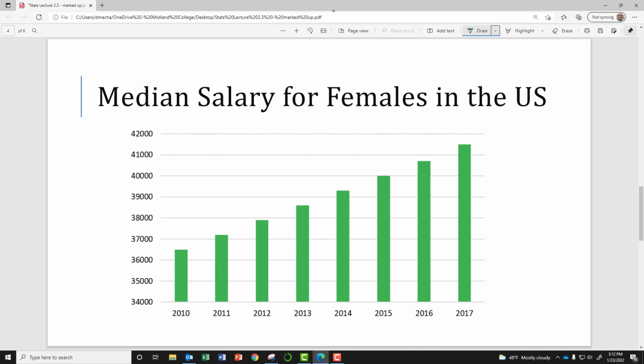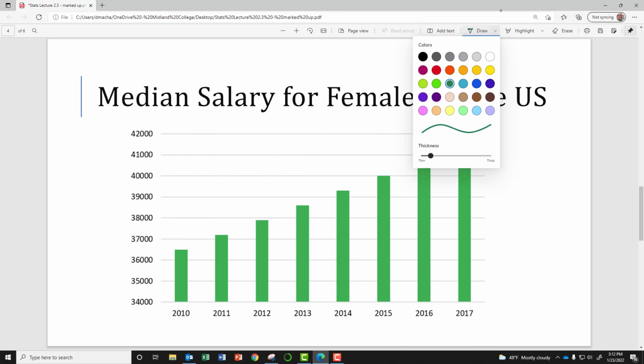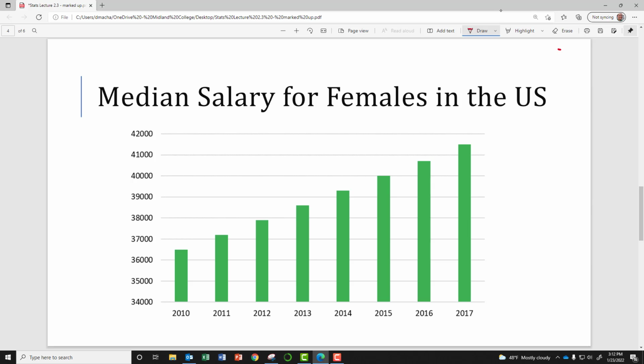Okay, median salaries for females in the US. That's our next title of this bar chart here. And so what this is showing is, for every year, 2010, 2011, 2012, all the way up to 2017, I guess they conducted a survey of women in the US, asked what is your salary, and they reported just the median salary every year, and they have it represented like this.